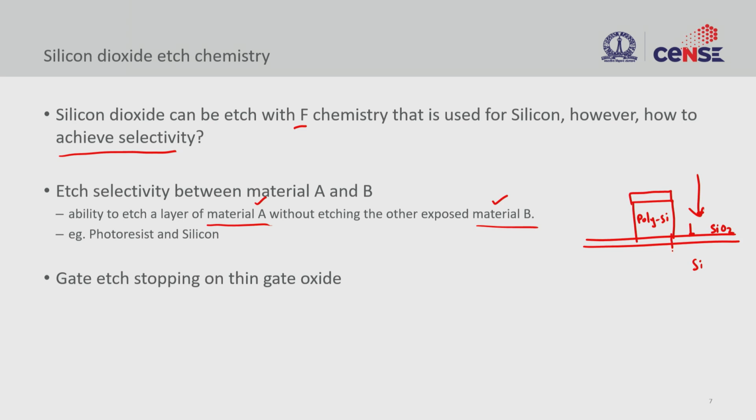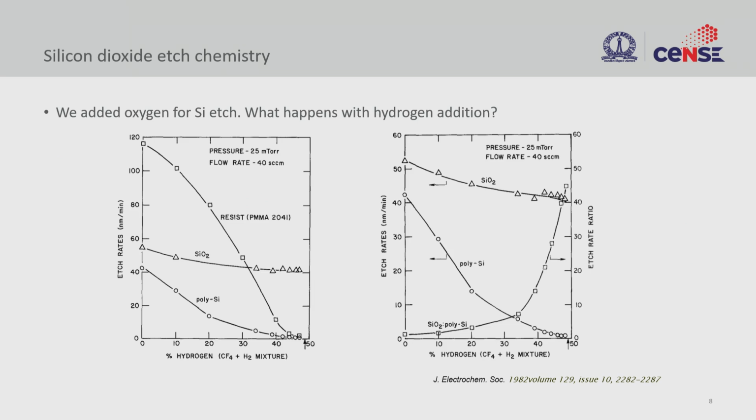I don't want to etch this oxide. If I etch this oxide, then I'm going to damage my device. So I should stop when I hit silicon dioxide. So this is what selectivity is all about. When I'm using a polysilicon etch process, I should only etch polysilicon. When I expose silicon dioxide, the reaction should stop. That means my chemistry should not etch silicon dioxide.